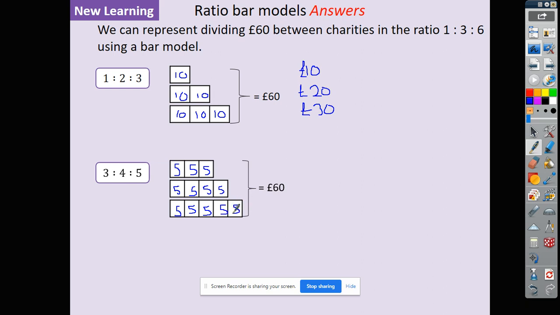Okay, so what would each charity get? Well, the first one would get £15. The second one would get £20. And the third one gets 5, 10, 15, 20, £25.